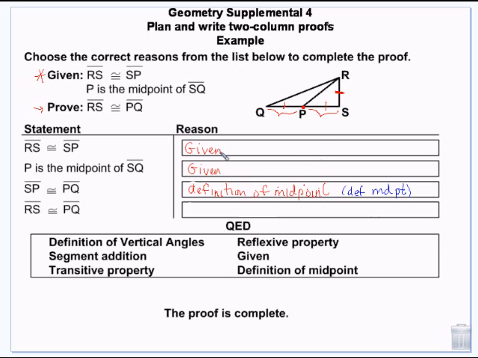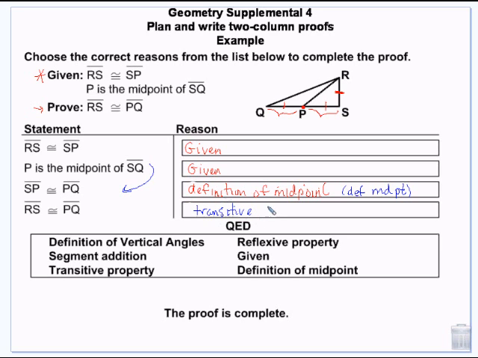Okay, so I was given this information. I was given this information. This line here told me this. The statements will lead one to the other. So it's a definition of midpoint, tells me that SP and PQ are the same length. Well, if RS is the same as SP and SP is the same as PQ, that means RS and PQ are also the same length. That's transitive.